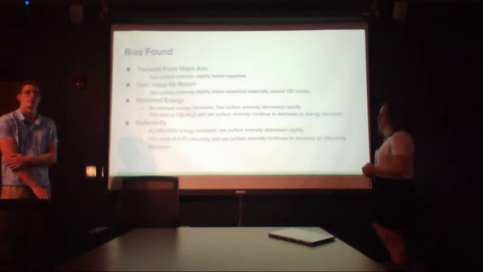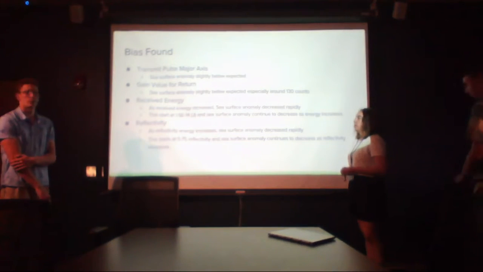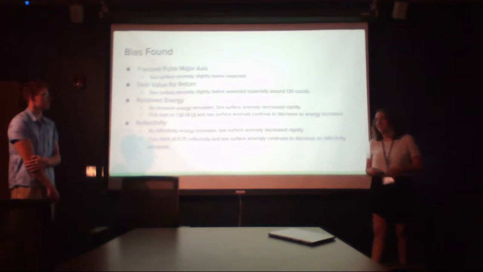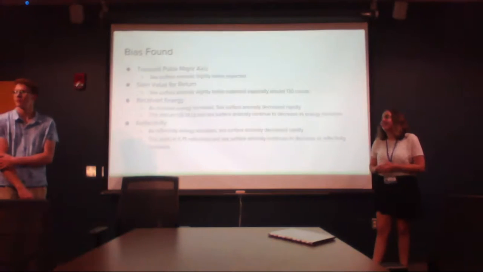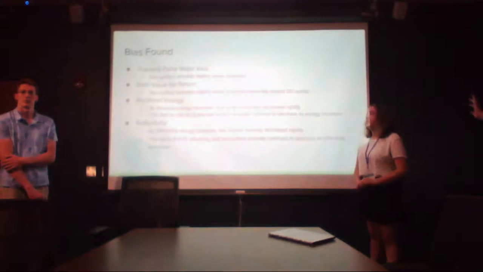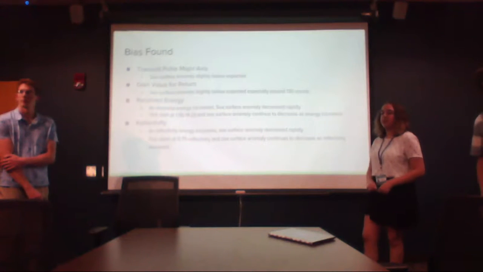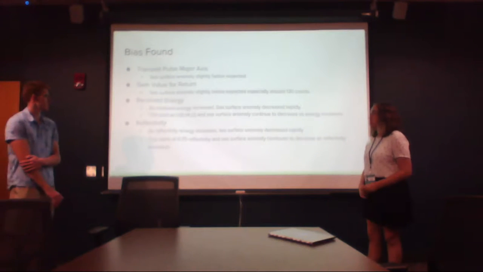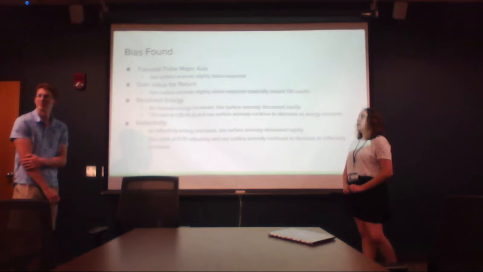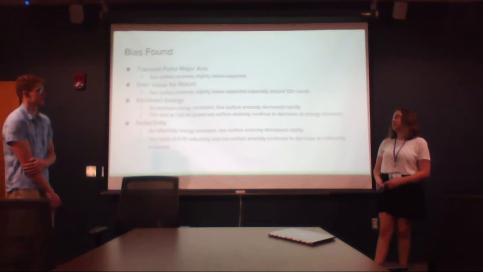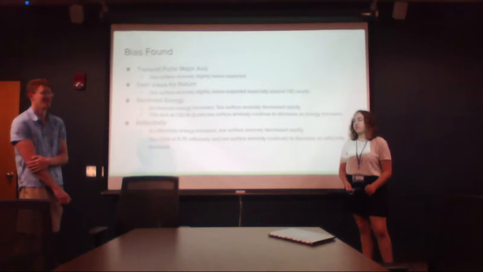The first biases we found were from the graphs. The first one was the transit pole's major axis: we noticed that sea surface anomaly is slightly below what was expected. Next one, for gain value for return, we noticed that sea surface anomaly is slightly below what is expected, especially around 130 counts. We got that from the graphs again.